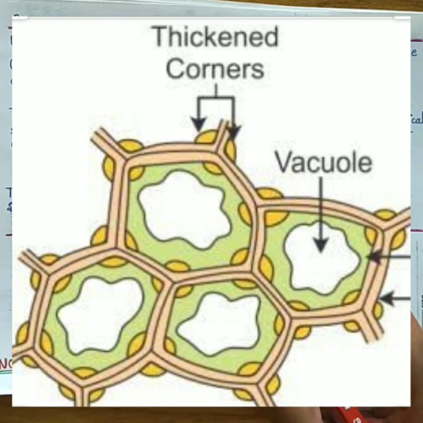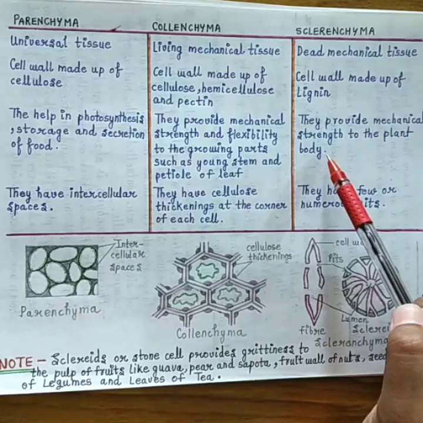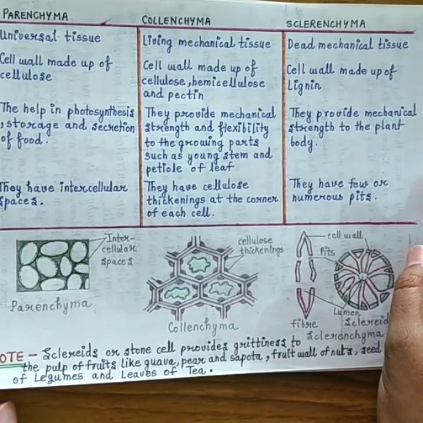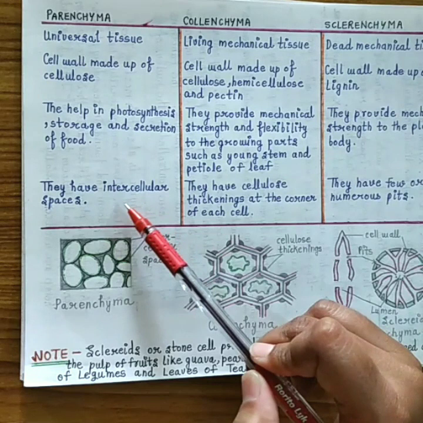You might have seen while wind is there, these trees and these plants, they sway in the air. So how are they able to sway? How are they able to move? So that is the flexibility which is provided by collenchyma. And sclerenchyma provides mechanical strength to the plant body only. This is the only function they perform. They provide mechanical strength to the plant body. Now some characteristic features of parenchyma. Parenchyma characteristic feature is that you can identify them.